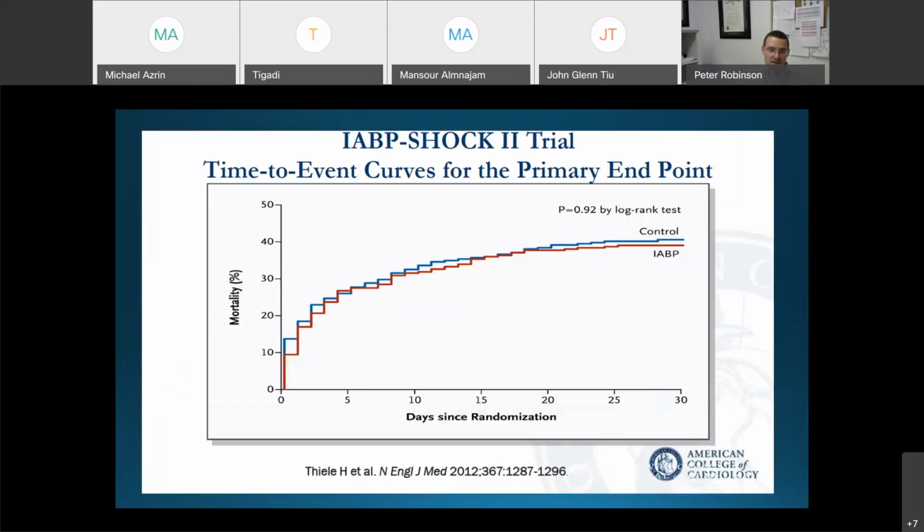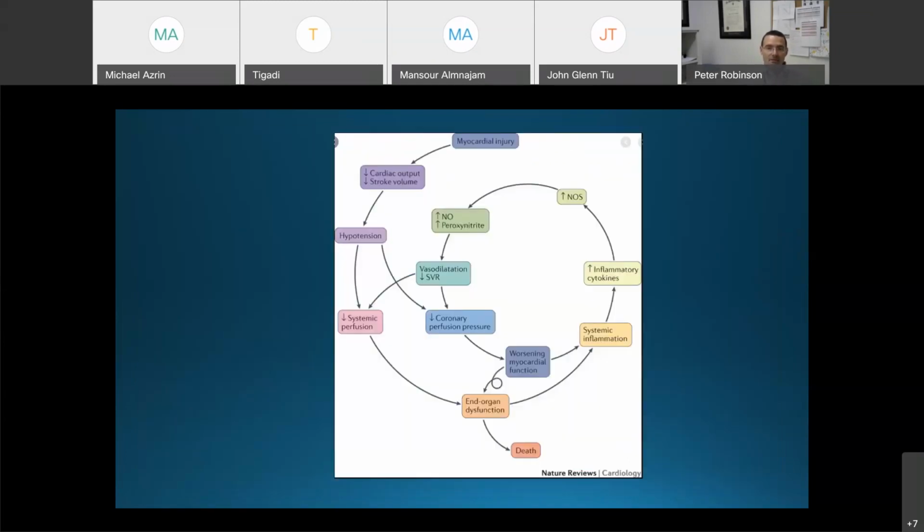This is the IABP-SHOCK II trial, primary endpoint. It's hard to show much of a mortality reduction with balloon pumps, which is why we were so hopeful that Impella, especially larger Impellas, CP, would improve this. We have yet to show that that's the case, and there's a big question why. But it's frustrating that we don't have a lot of tools that are really affecting mortality in the really sick patients. And that's probably because it's not just one or two issues, it's lots of issues.